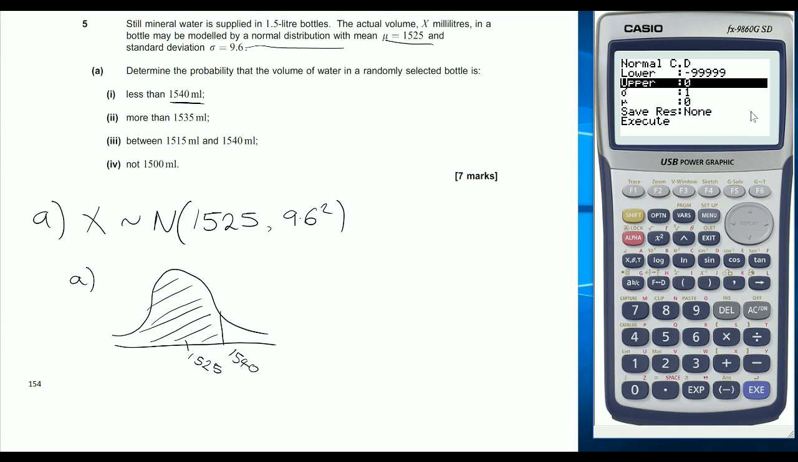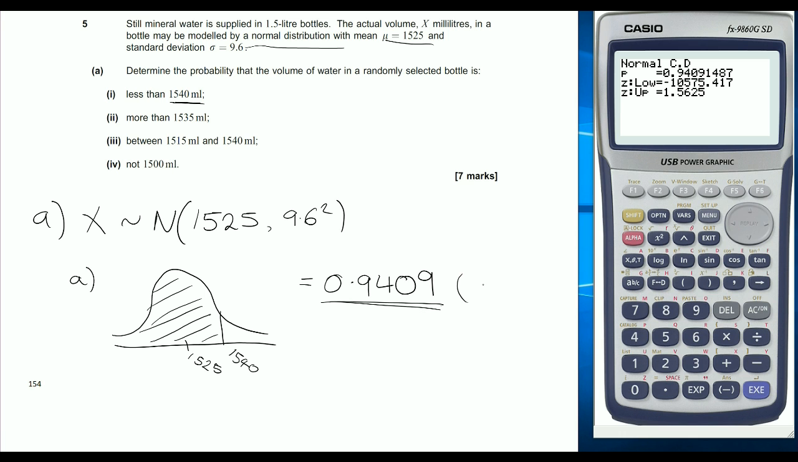Let's just make sure I'm typing into the right thing. Our sigma is not going to change, it's 9.6, and our mean is 1,525. So our solution then is given as that probability. So we're going to write that down as 0.9409 to 4 significant figures. Now that's absolutely fine, and that will get me my 2 marks in the exam.